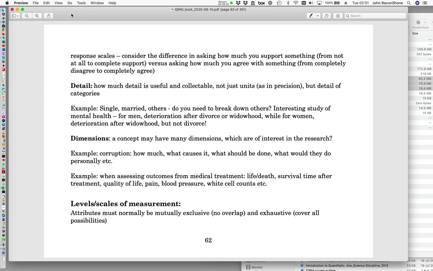So this may mean if you want to compare your results to other people, then you may need to look at what scale they have chosen. So it may not be entirely a matter for you to just choose what you think is most appropriate.